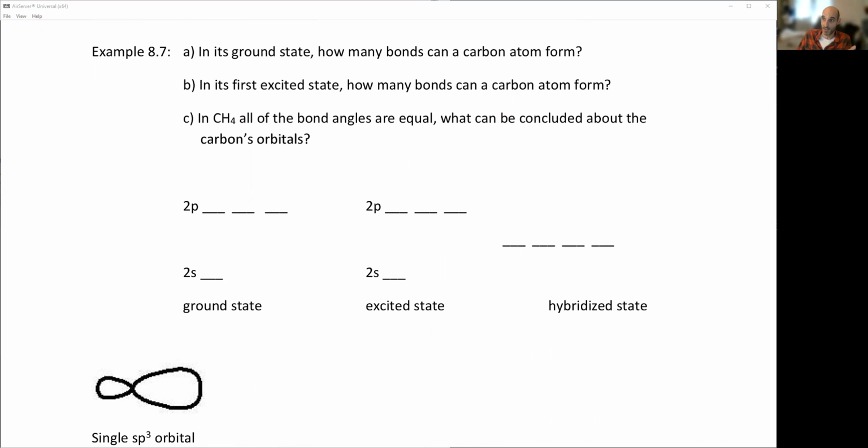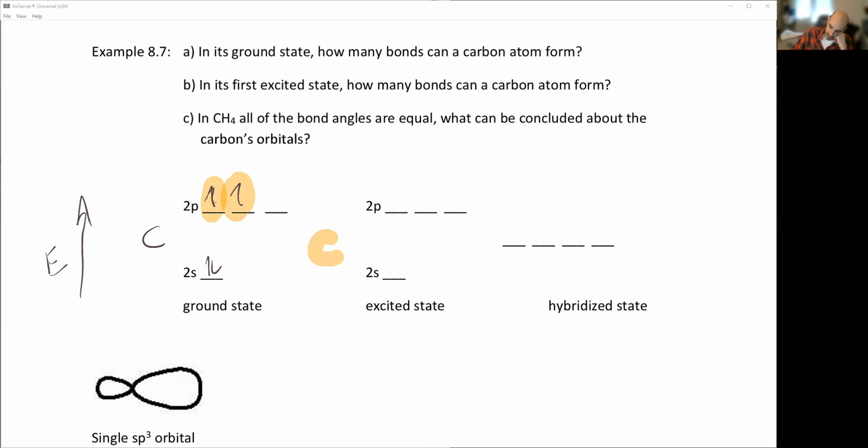So in the ground state, how many bonds can an atom form? And I know I did this with one class, but I'll do it with you all now. So this is carbon in its ground state. Again, this is energy. So the 2p is higher in energy. So right now we can form 2 bonds, right? But we know that carbon likes to form 4 bonds. So that doesn't make a whole lot of sense.